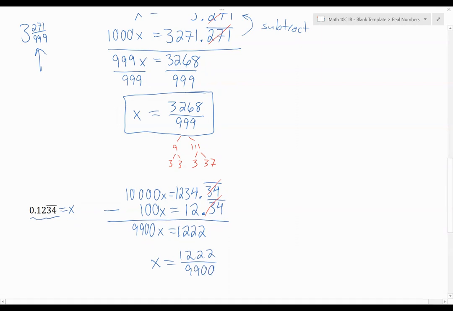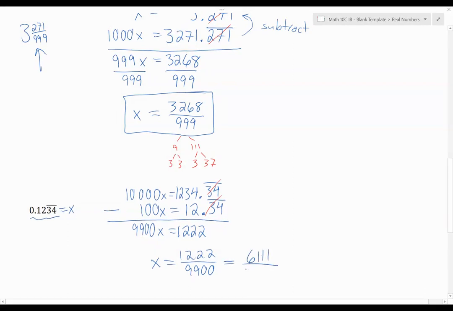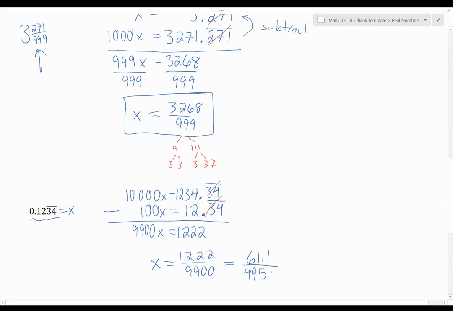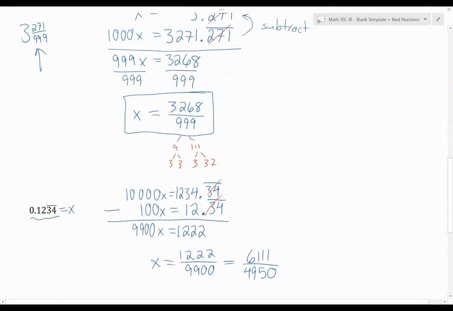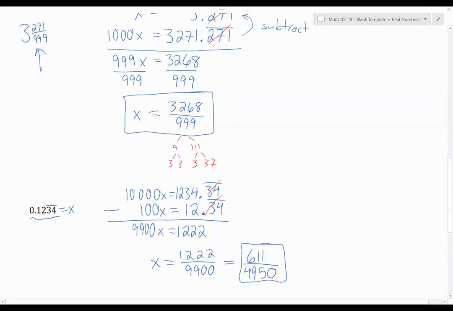Now this one we clearly can simplify. Both of them are divisible by 2. So when I divide both by 2, I get 611 in the numerator and 4950 in the denominator. At this stage, I'm going to just tell you right now, these are co-prime. They no longer share any factors. Oh, sorry, I got an extra 1 in there. It's just 611. There are no more factors that are shared between these two terms, so we're good.